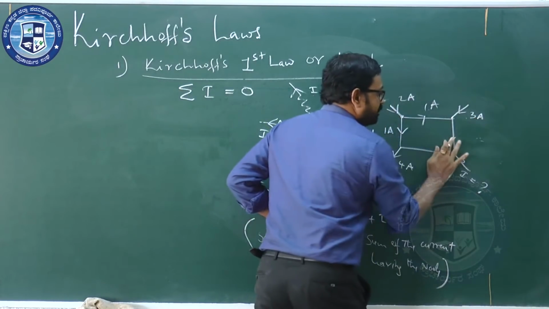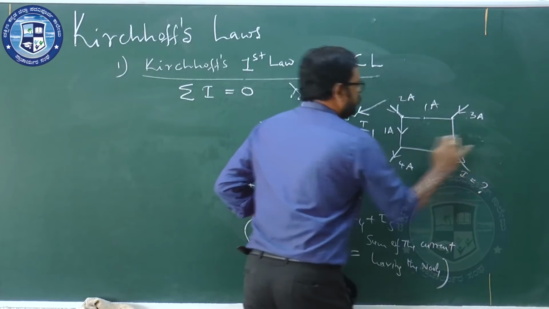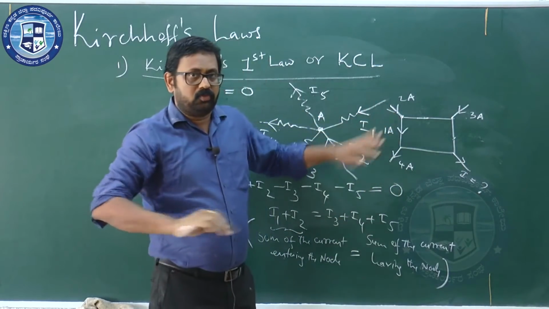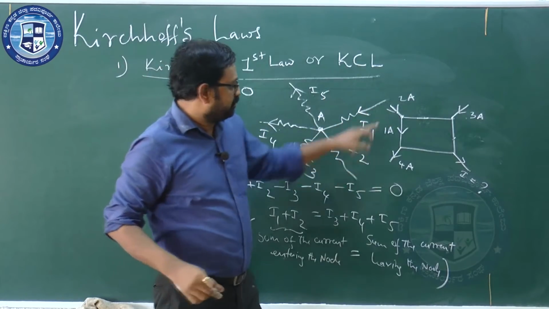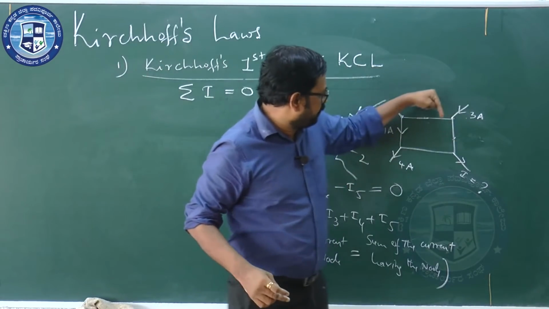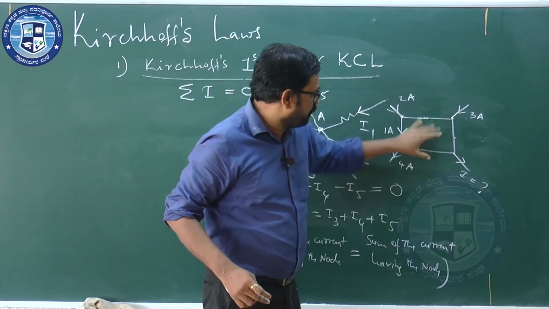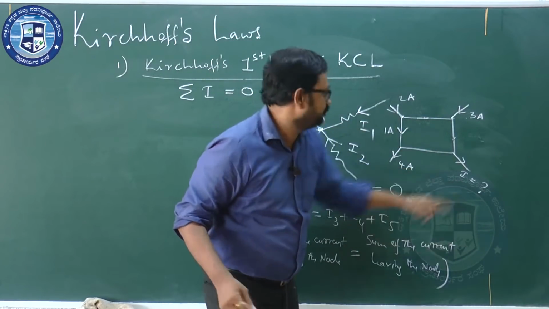So I'll repeat again whatever I said. See, this was a given problem. Don't bother about the entire circuit, I said. Problem is given like this. There is a 2 ampere entering, there is a 3 ampere entering, and here there is a 1 ampere, and here there is no current mentioned, and here the question is what is I?